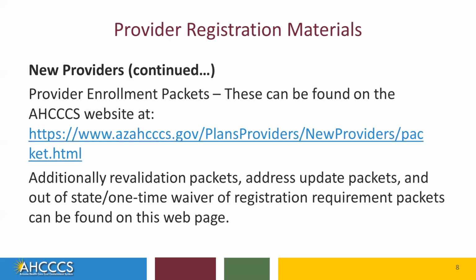Yeah, so provider enrollment packets, these can be found on the AHCCCS website. That would be at www.azahcccs.gov/plansproviders/newproviders/packet. Additionally, validation packets, address update packets, and out-of-state/one-time waiver of registration requirement packets can be found on this webpage as well.